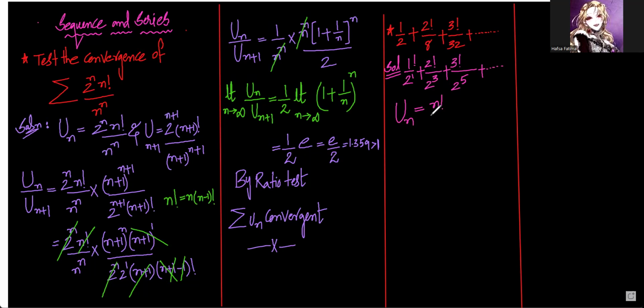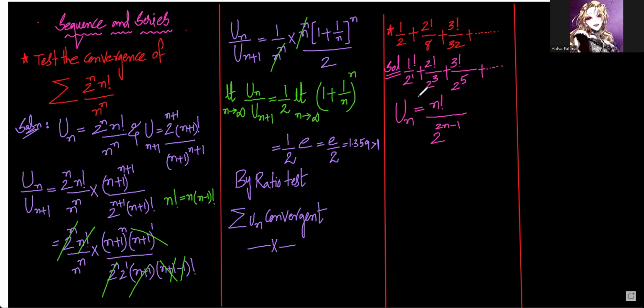1, 2, 3, the nth term is n. In the denominator, for every term we have a base 2. 1, 3, 5 are the odd numbers. The nth term of these odd numbers is 2n minus 1. That's it. After getting the nth term, you have to verify whether it is correct or not. Put n is equal to 1. Don't start your problem with n is equal to 0, otherwise it is wrong. n is equal to 1.